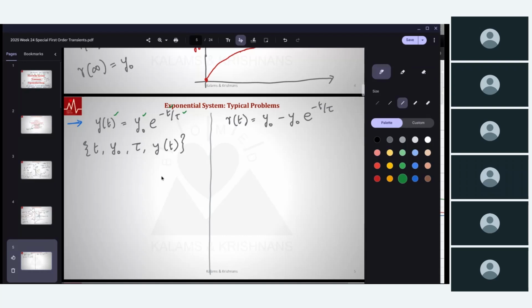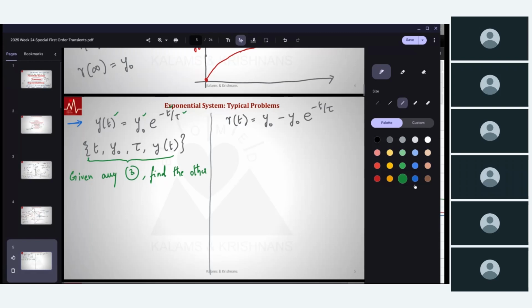Given any 3 in this set, find the other. That is the type of problem. How do you find it? This equation is also easily solvable. It not only shows up again and again in many places, it's also easily solvable. How do you solve this?